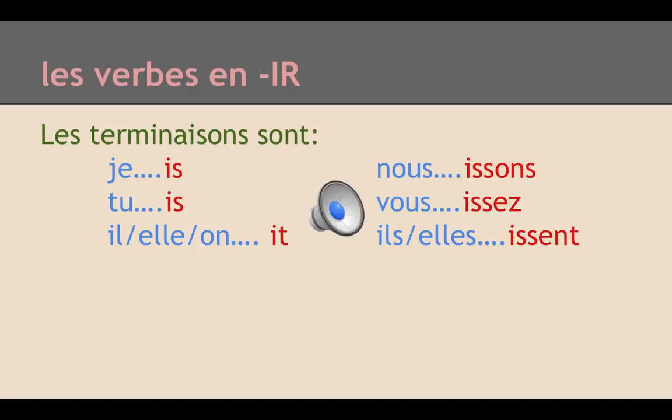So the IS, ISIT all sound the same because you say the E, but not the S or the T. And then you get isson, isse, and is. Remember, the ENT is silent. You do not say it, but you do say the S on the end.